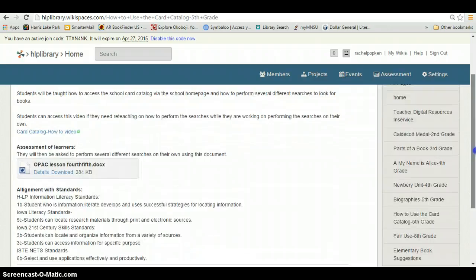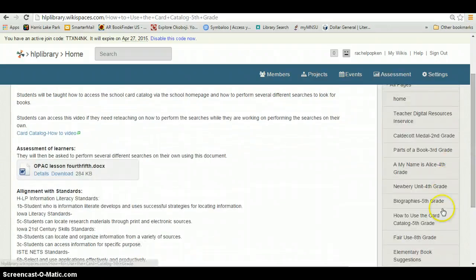The next page that students can go to is a lesson for fifth graders on how to use the card catalog. Students will be taught in class how to use the card catalog. Then they will need to demonstrate that they can perform several searches on their own. While they are performing the searches on their own, if they forget how to perform the searches, there is a link to a how to use the school card catalog video that they may use.